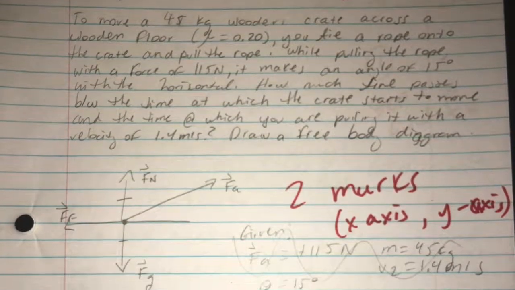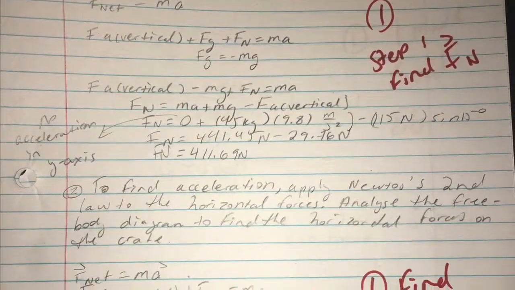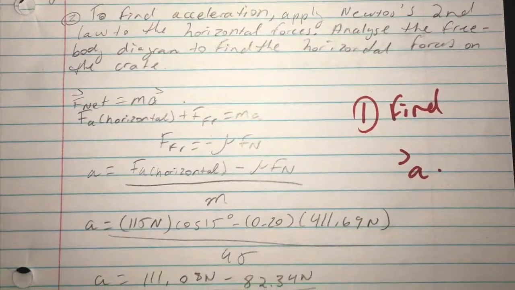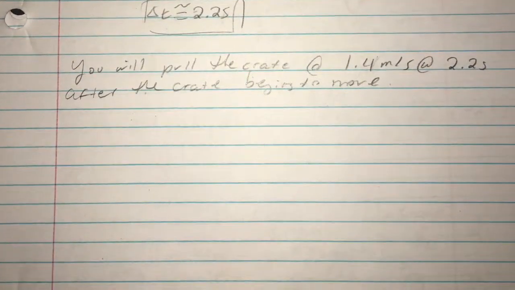Here is the mark allocation: 2 marks for the free body diagram for the x-axis and y-axis, 1 mark for step 1 to find Fn, and 1 mark to find acceleration after, and finally 1 mark to find t for your final solution at the end.